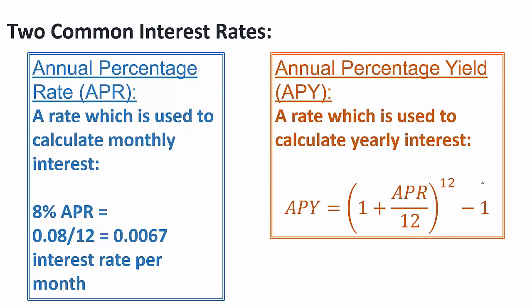On the other hand, the actual yearly interest rate is called annual percentage yield, APY. This is a rate which is used to calculate yearly interest. Here is the formula for converting APR to APY.